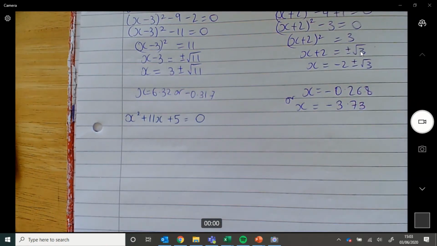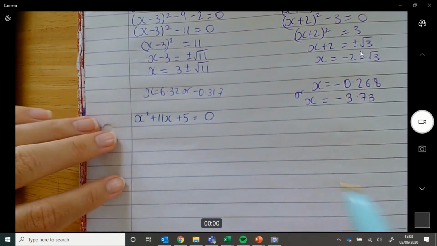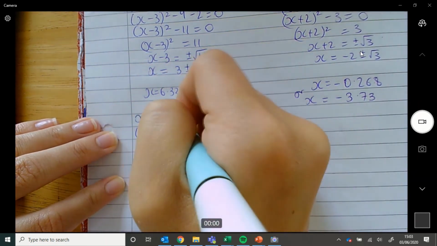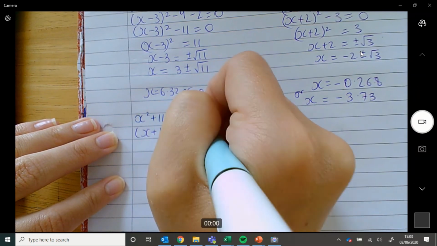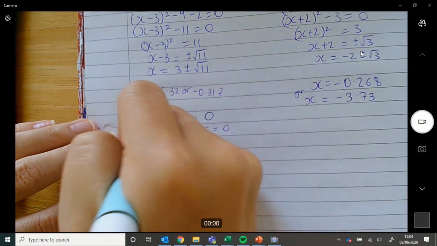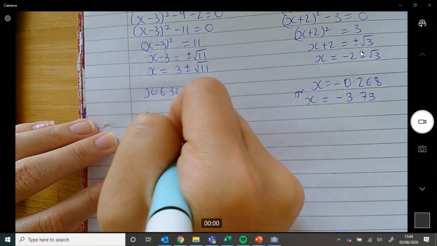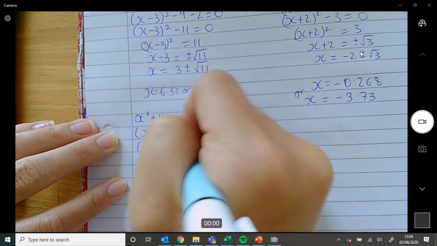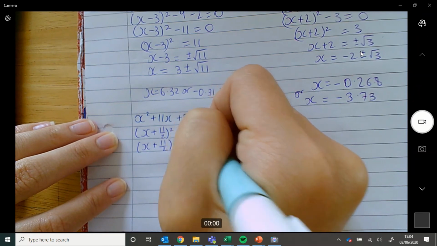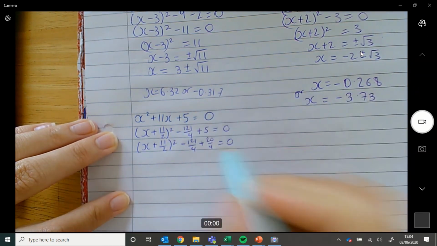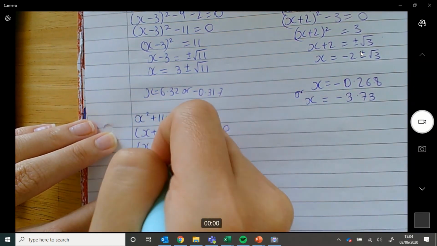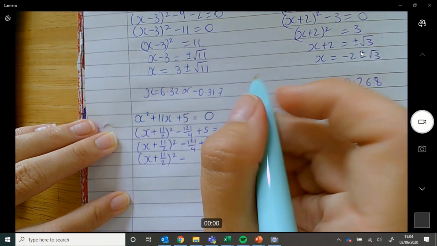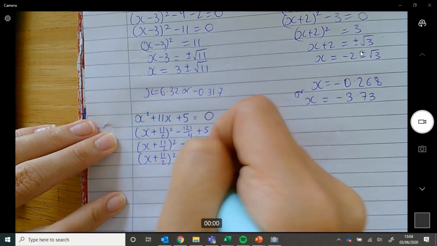A slightly more tricky version where the number can't be halved in the middle, don't forget we could put it as fractions. x plus 11 over 2 squared minus 121 over 4 plus 5. Okay, I'm going to simplify that. x plus 11 over 2 squared minus, so I've got 121 over 4 plus 20 over 4. 5 is the same as 20 over 4. That gives me, if I'm at negative 121, add 20, it's minus 101 over 4.